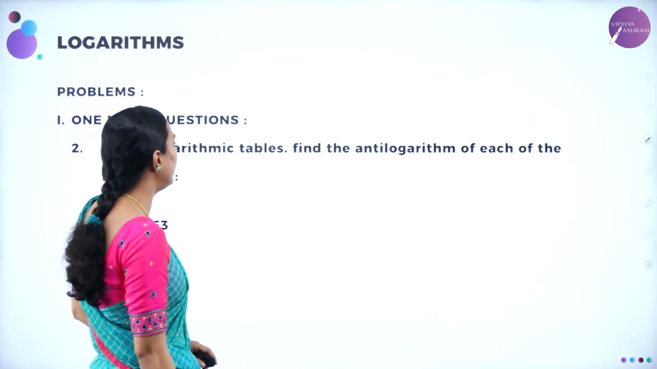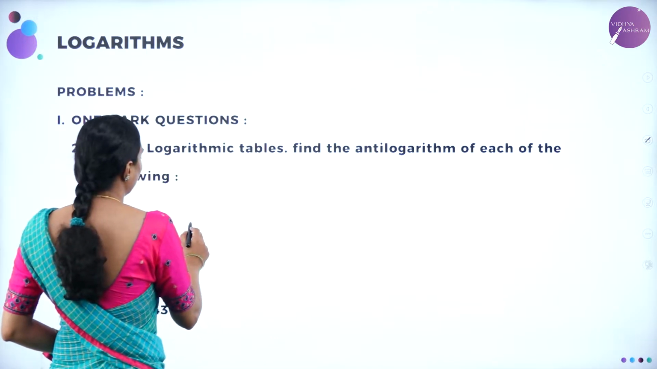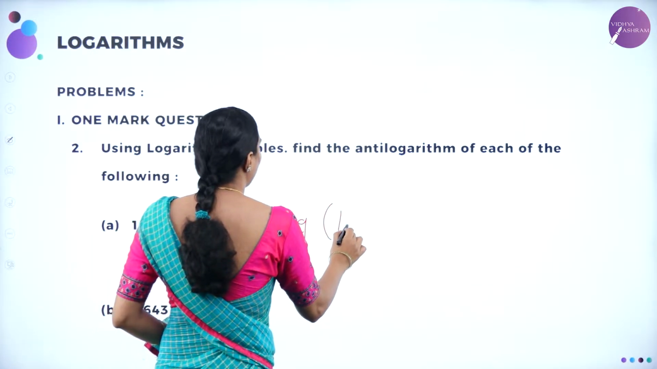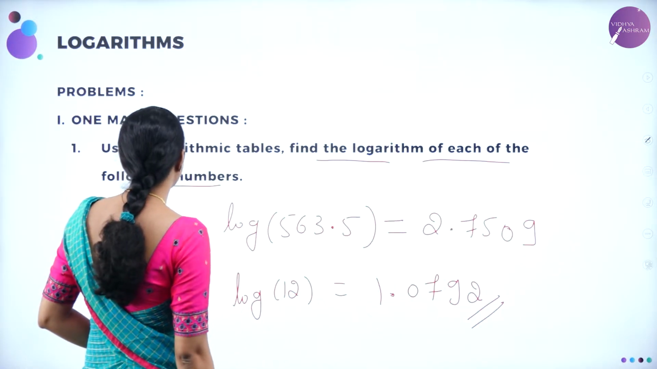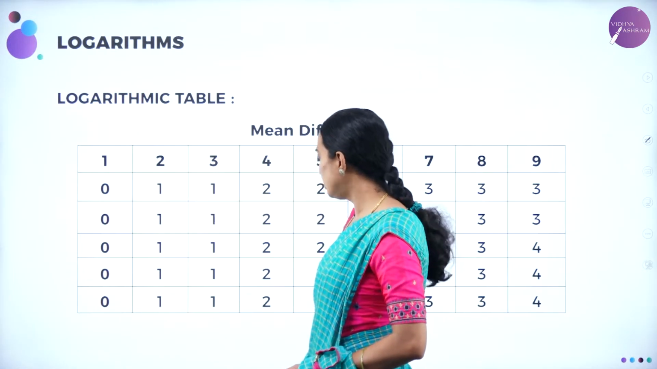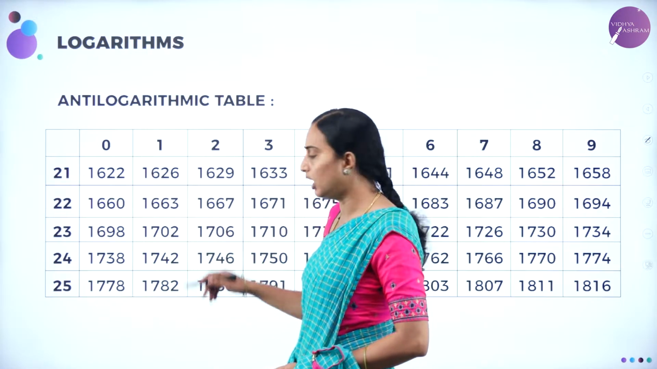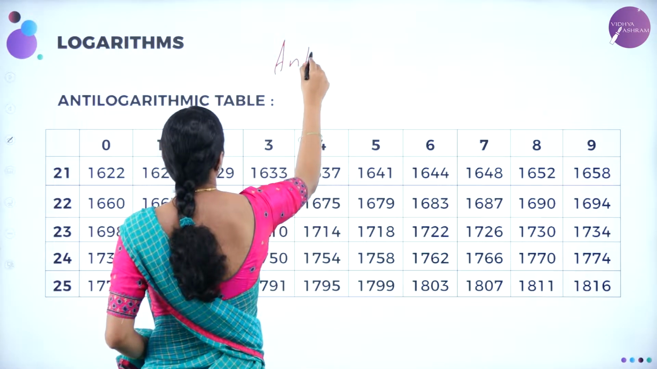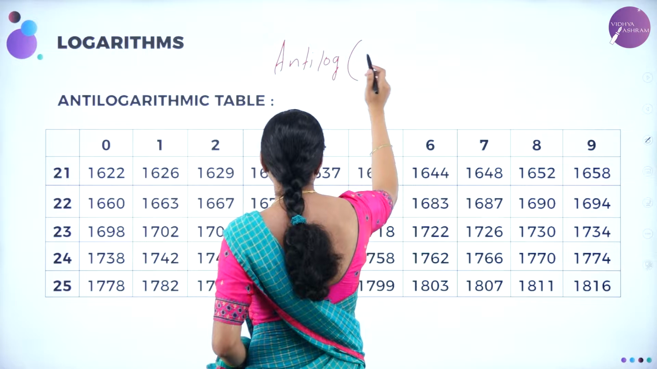Using the logarithmic table, find the anti-logarithm of each of the following. So how to find the anti-logarithm? Let me write it here: anti-log of 1.563. Here you move to the row of 15 in the anti-log table, correct? Let me find it similarly. They have given: find the value of anti-log of 2.563.